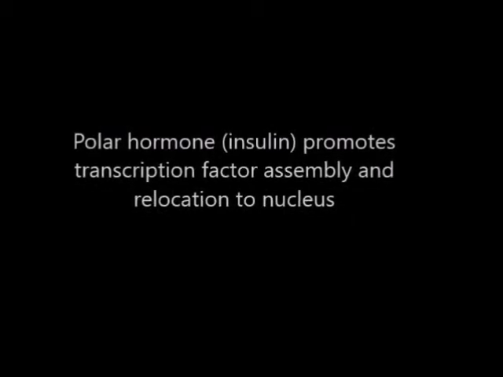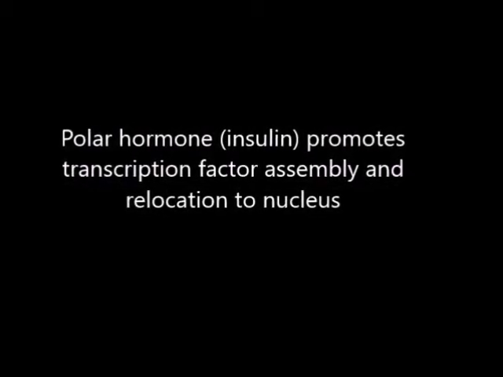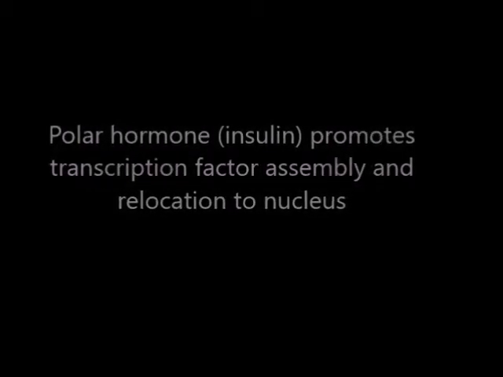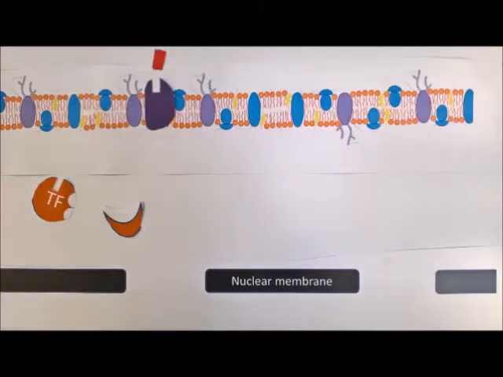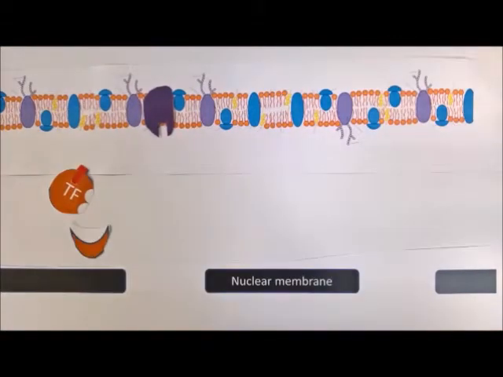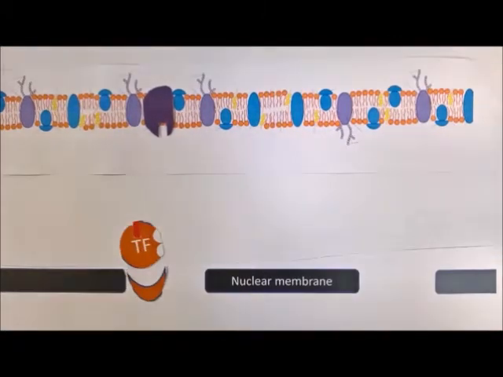In example 2, a polar molecule, for example insulin, enters the cell. Now that needs a carrier protein to get it to enter the cell. Once it's entered the cell, it binds to a transcription factor. This one then assembles and enters into the nucleus.